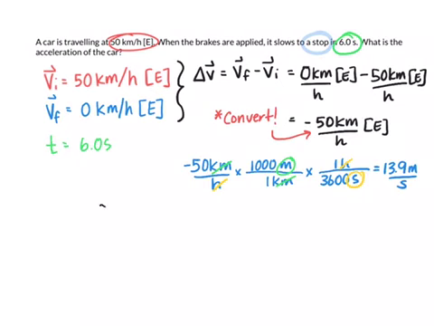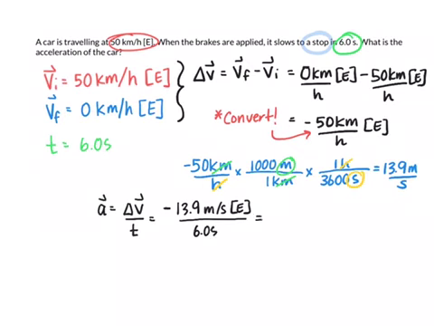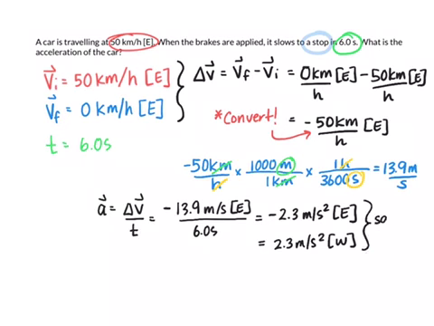So now we can plug this into our acceleration formula. So acceleration is change in velocity over time. So negative 13.9 meters per second in the east direction over 6.0 seconds. And we get negative 2.3 meters per second squared in the east direction. We can also write this as 2.3 meters per second squared in the west direction. These mean the same thing.